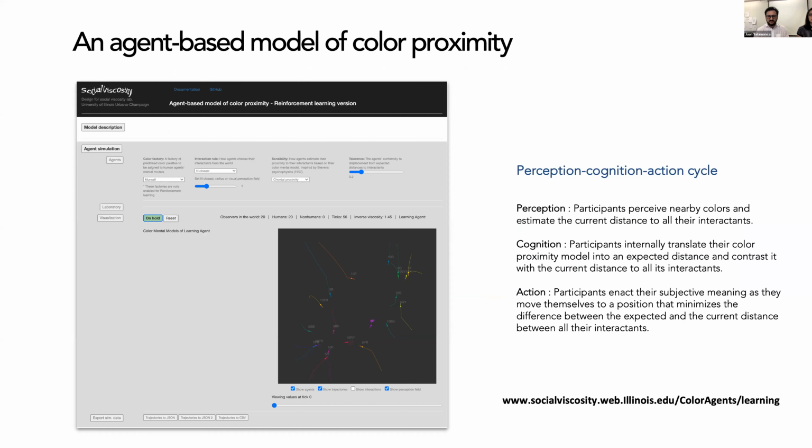So we made a custom web-based multi-agent model to replicate our observations. In the simulation, we have a perception, cognition, action cycle. So it's basically those three steps. People first perceive the agents in a given radius or proximity. That's one of the parameters. You can choose the radius of action.